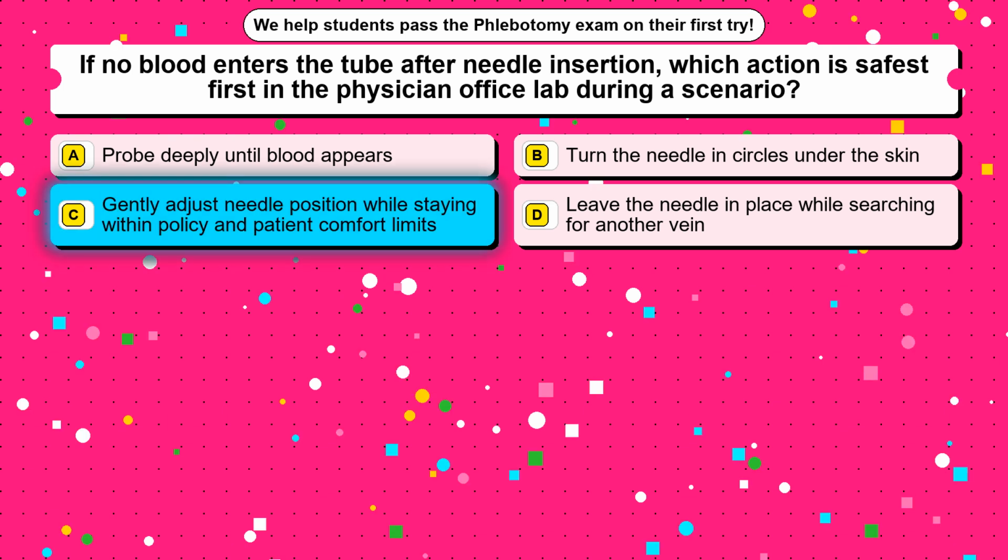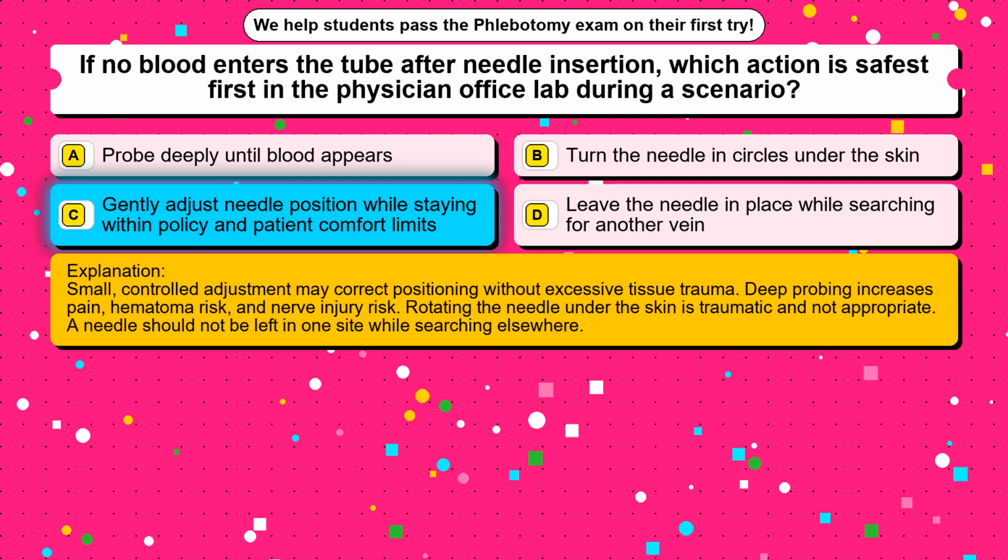The correct answer is option C. Gently adjust needle position while staying within policy and patient comfort limits. Small, controlled adjustment may correct positioning without excessive tissue trauma. Deep probing increases pain, hematoma risk, and nerve injury risk. Rotating the needle under the skin is traumatic and not appropriate. A needle should not be left in one site while searching elsewhere.